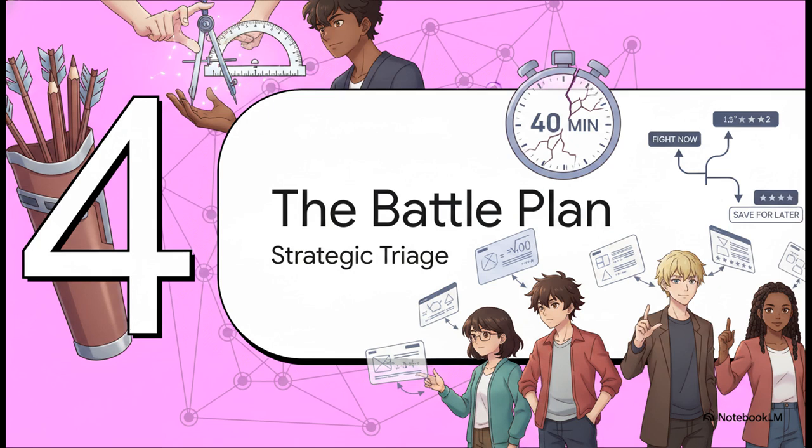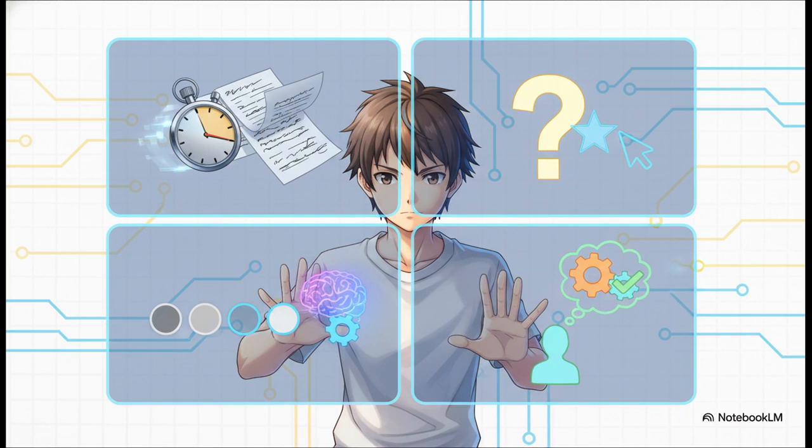Okay, we've got our weapons. Now we need the battle plan, the master strategy for the whole test. Look, this isn't about solving every single problem. It's about scoring the most points you possibly can in just 40 minutes. And the key to that is something called strategic triage, knowing which problems to fight now and which ones to skip and save for later. Here's your 4-point mission brief.